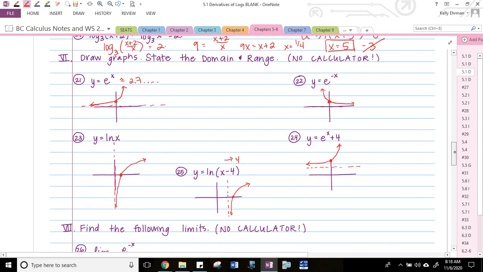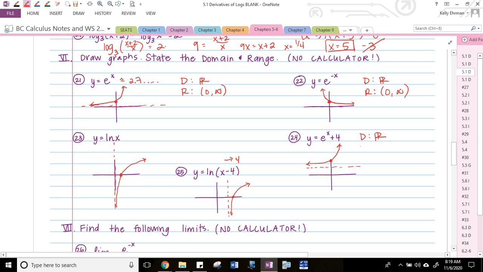All right, so what about domain and range? For exponential functions, the domain is all real numbers. You can put whatever you want in for x. So for all of these exponential functions, domain is all reals. The range differs depending on where the horizontal asymptote is. So the range for e to the x is 0 to infinity, not including 0. Same thing for e to the negative x.